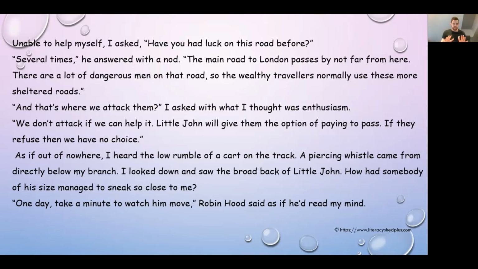As if out of nowhere, I heard the low rumble of a cart on the track. A piercing whistle came from directly below my branch. I looked down and I saw the broad back of Little John. How had somebody of his size managed to sneak so close to me? "One day, take a minute to watch him move," Robin Hood said as if he'd read my mind.